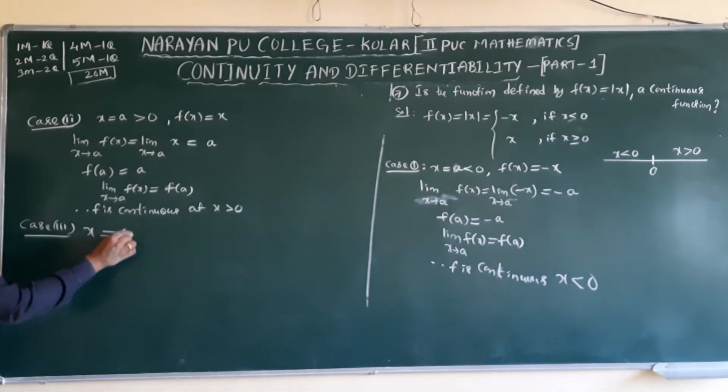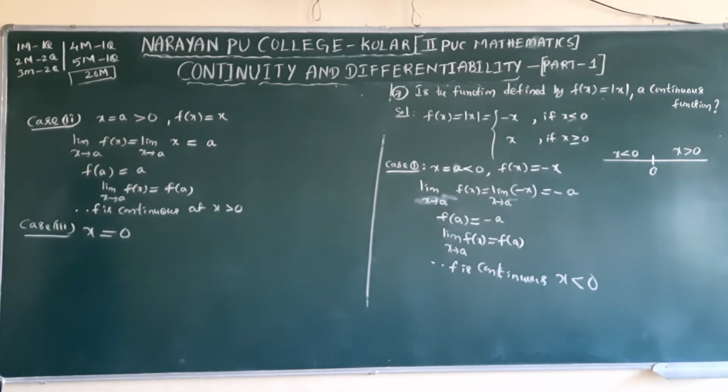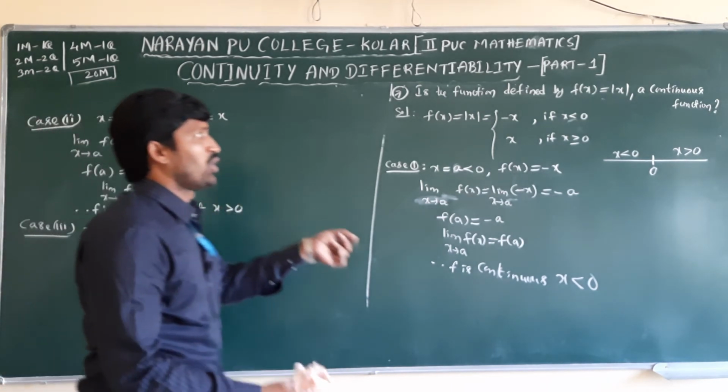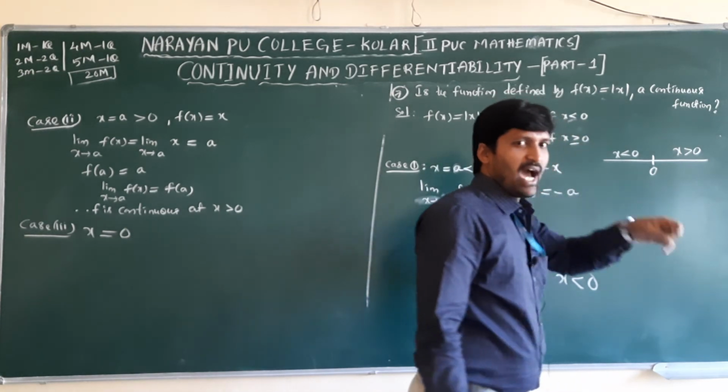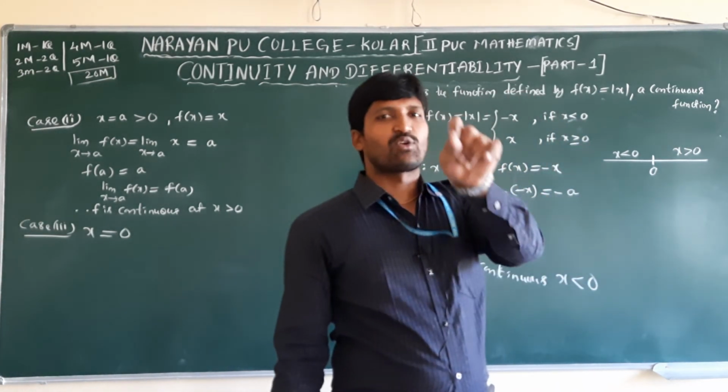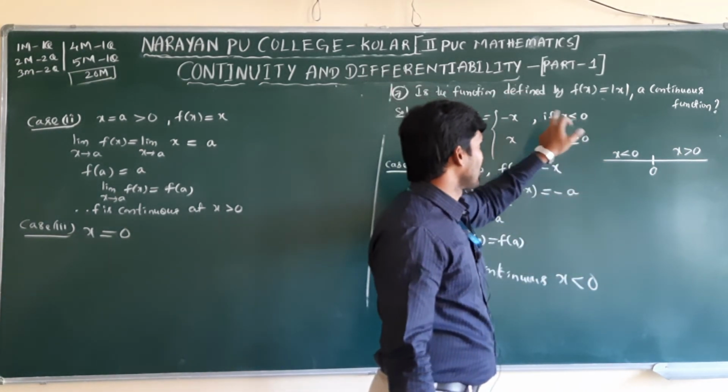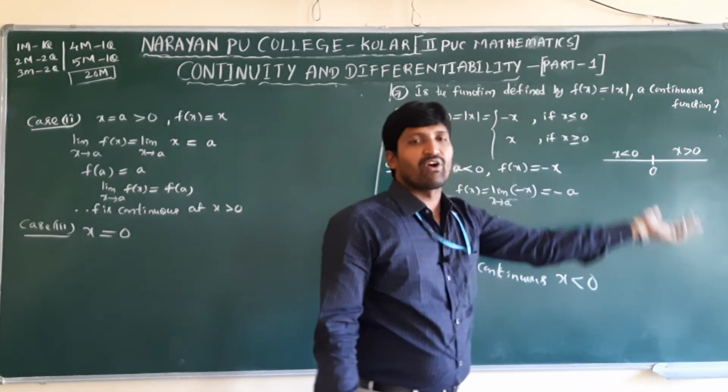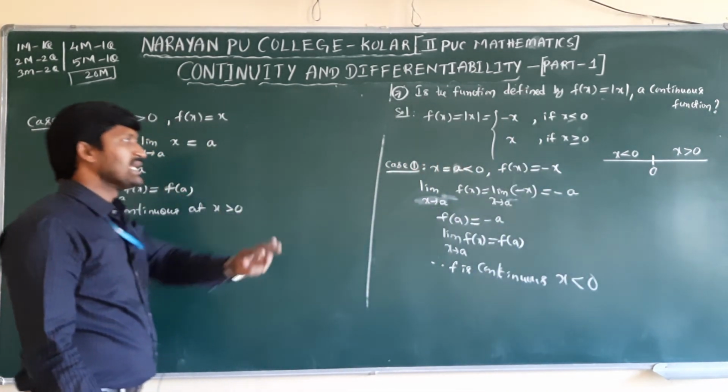At exactly x is equal to 0, a single value, again a symbol is not required here. But at exactly 0, we have several conditions. Continuous at x is equal to 0 means, when restrictions are given, LHL, RHL, and f of 0, all three values must be equal.